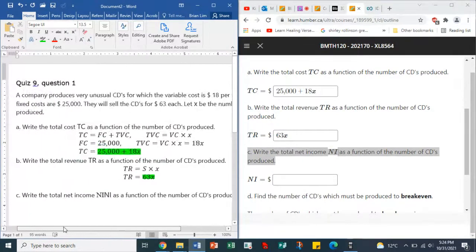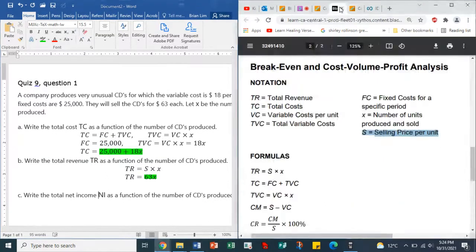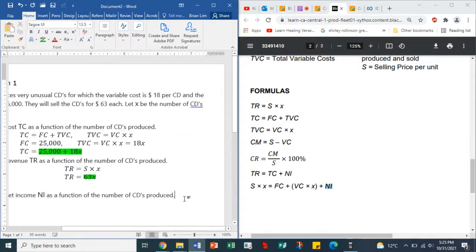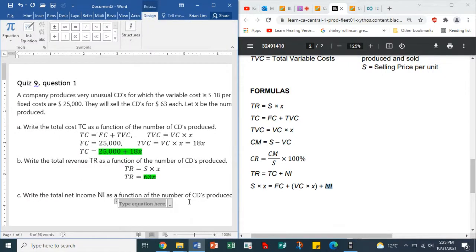All right, so we want the net income. Now, where is that net income? So let's go back to the formula sheet. There, the formula is right down here, the one with net income. So S times X, that is the total revenue. And this is fixed cost, FC. VC times X, we've seen that before. That's the total variable cost plus the net income. All right, so let's write that down here somewhere. Let's get some space.